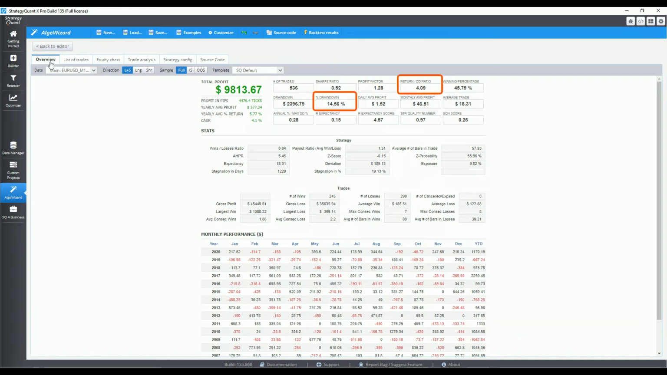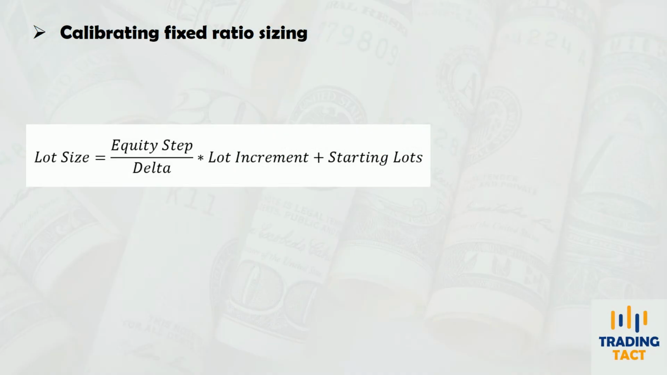Take note of the 4.09 return over drawdown and the 14.56% drawdown. We'll use these metrics to see how fixed ratio money management compares. Let's set it up. First, we need to decide on a starting lot size. Since the fixed fractional approach above started with 0.16 lots, we'll make 0.16 our starting lot size.